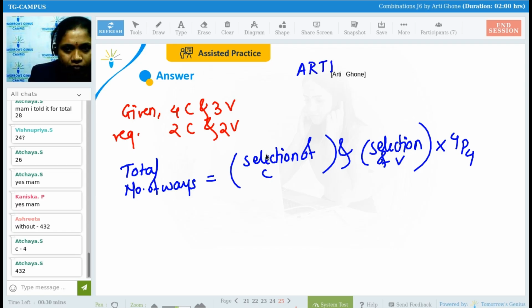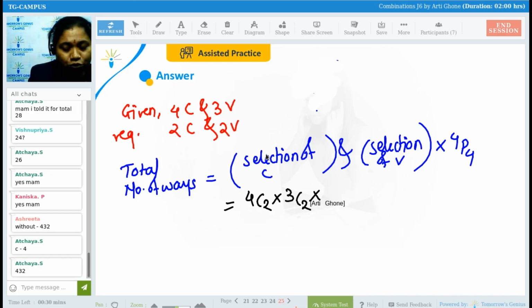If I give my name, obviously this can be one word. RAIT can be another word. Likewise, many words are created. So the 4 selected letters can change their positions. So that can be 4P4. Clear? So total number of ways to do this task is selection of consonants: how many selections are possible? 4C2. How many selections of vowels are possible? 3C2. And for 4P4 we have the shortcut, that is 4 factorial. Clear? Do this value, you will get the answer 432.